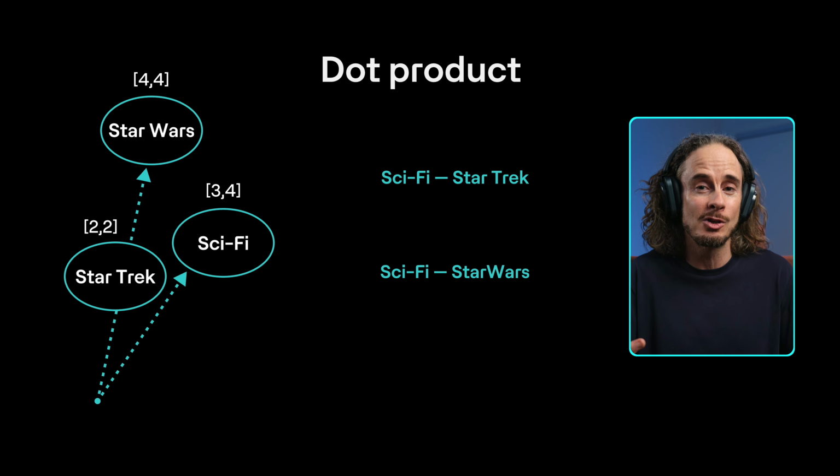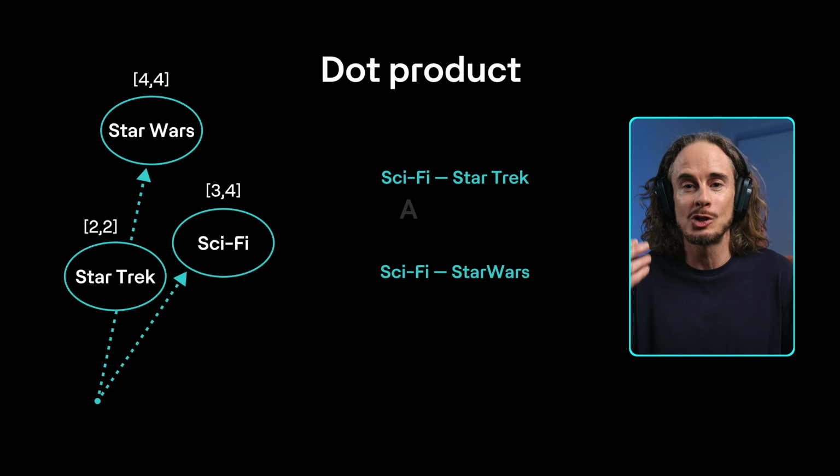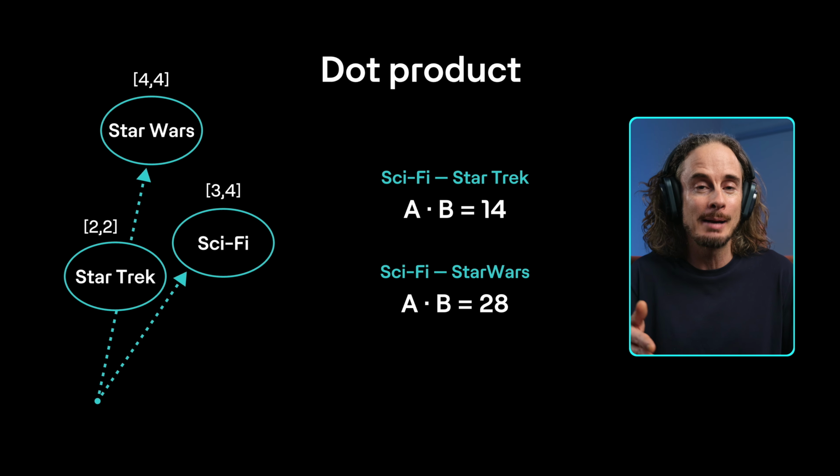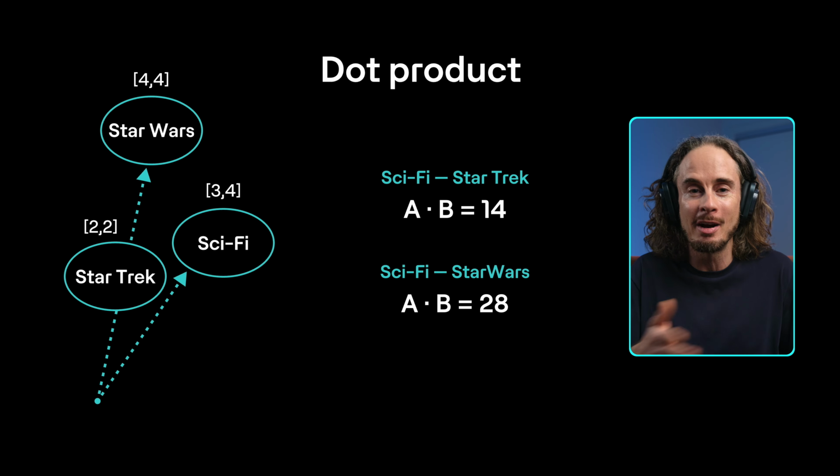Cosine similarity gives both comparisons the same score, because Star Trek and Star Wars point in the same direction. Cosine only cares about the angle, so their larger or smaller magnitude is normalized away. But when dot product is used as the distance metric, the magnitude is factored in, so sci-fi and Star Trek equals 14, while sci-fi and Star Wars now equals 28. Same directional alignment, but very different scores. That's what you want when magnitude carries meaning.